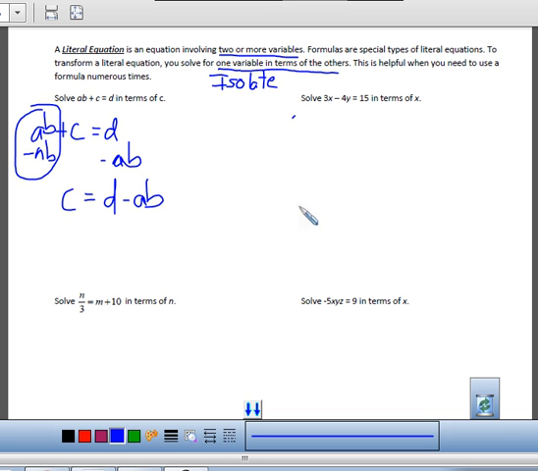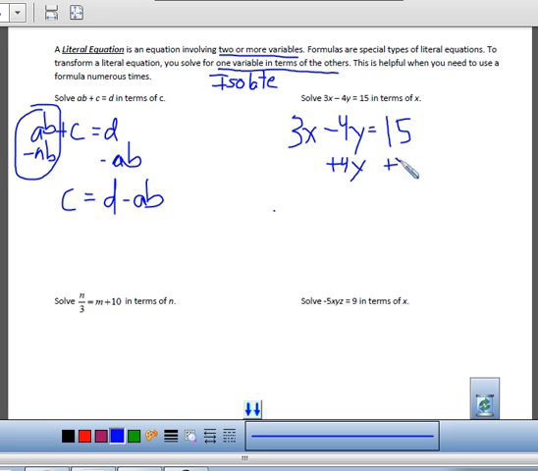Okay, the next one we have to solve is, we'll go over to the right here. Solve 3x minus 4y equals 15 in terms of x. So again, rewrite your original equation, 3x minus 4y equals 15. And if you hear a little clicking sound, I apologize. That's the mouse, because again, I'm having some issues with the pen tool here. Alright, so I want to get x by itself.